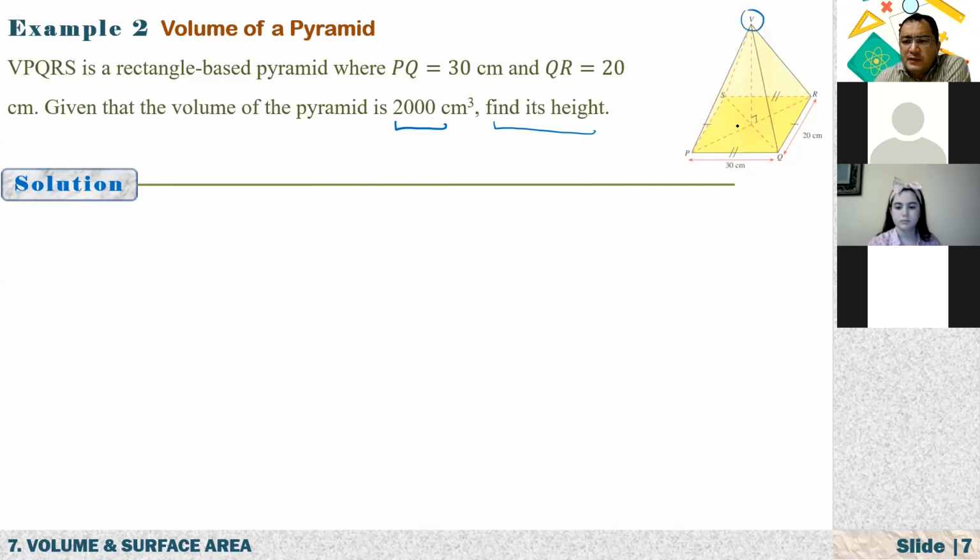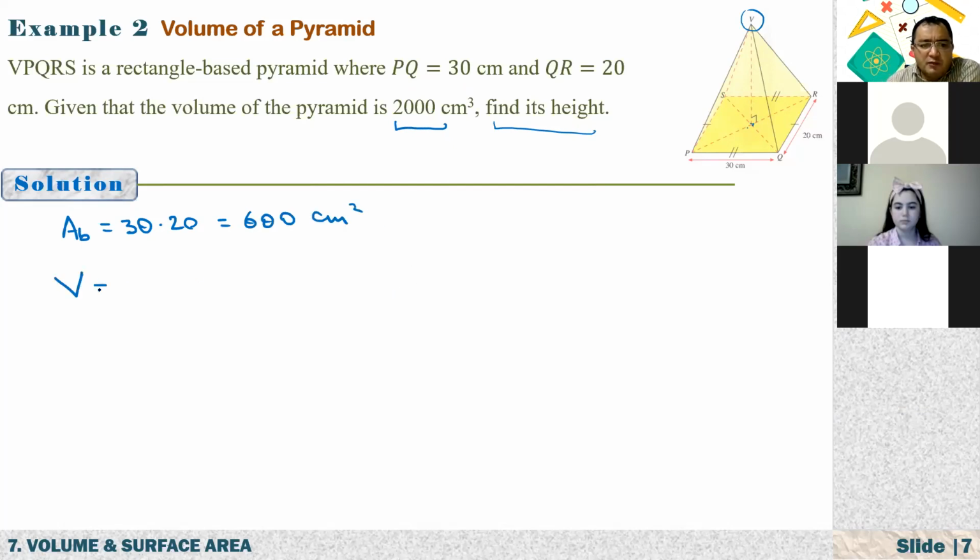From point V to the center of the rectangle, because the base is a rectangle. And what is the center? It's just the intersection of the diagonals of the rectangle. So again, what is given here? First let's find the base area. The base area is that of the rectangle, 30 times 20, which is equal to 600 centimeters squared, right?